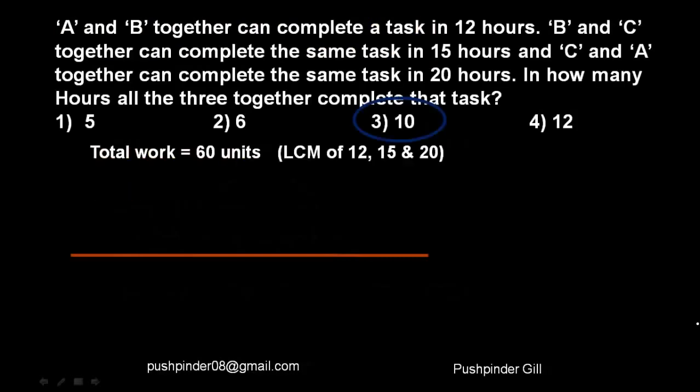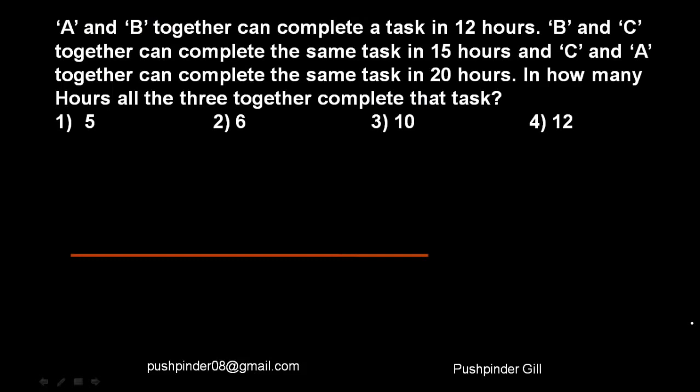Okay. So let's see the question. All right. Sorry. So in this question, A and B together can complete a task in 12 hours, B and C together can complete the task in 15 hours, and C and A together can complete the task in 20 hours. So in how many hours will all three together complete that task? Now this is a very good question which you can solve pretty easily. Now let's see. The first step is to lay down the question.